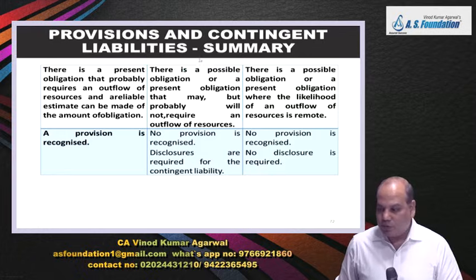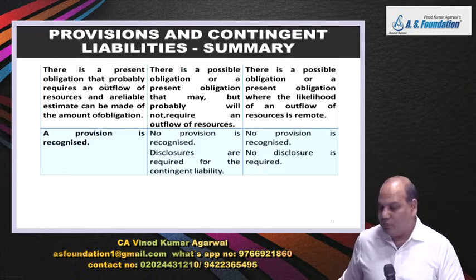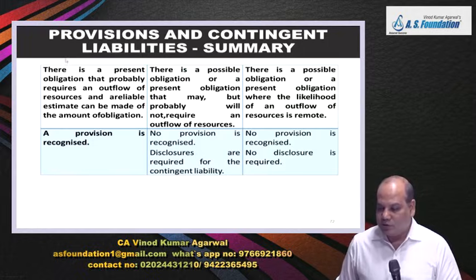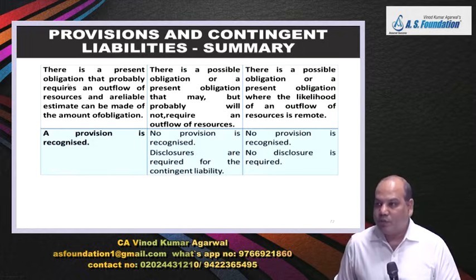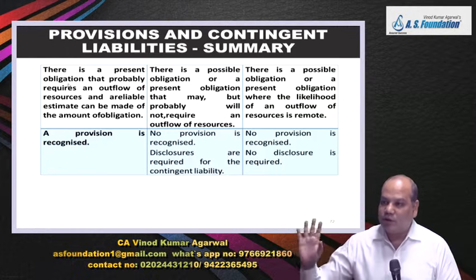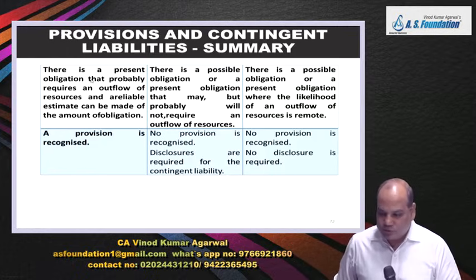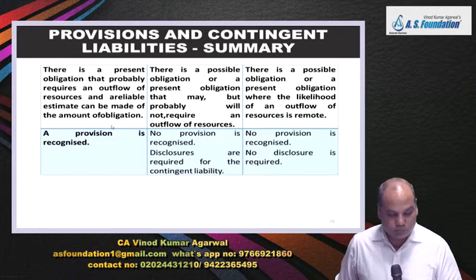Now, what we have done, we have prepared a small summary. When would a particular obligation be a contingent liability? When would it be a provision, and when is nothing required? So check where you stand. There is a present obligation that probably requires an outflow of resources, and a reliable estimate can be made of the amount of the obligation. If this is the situation, provision will be required. All 4 conditions are satisfied.